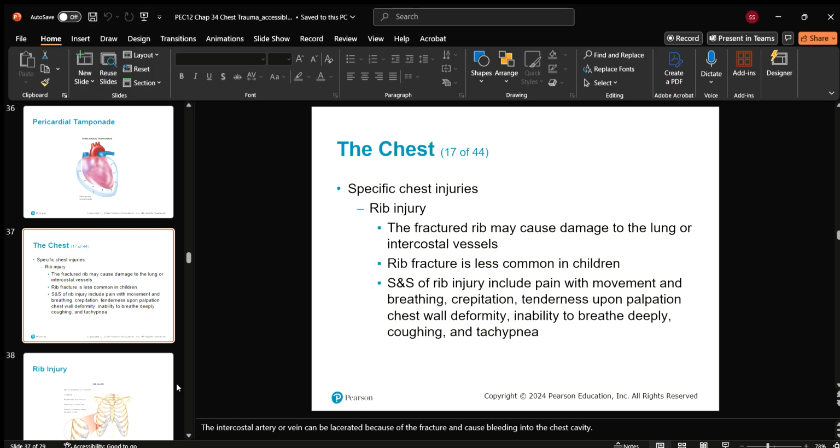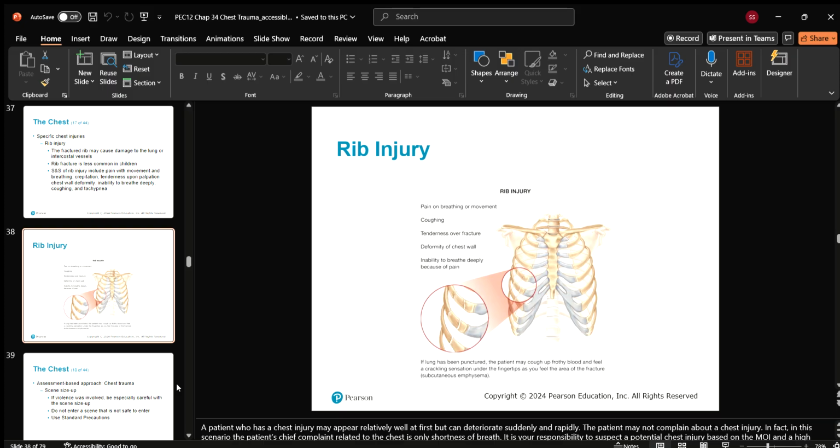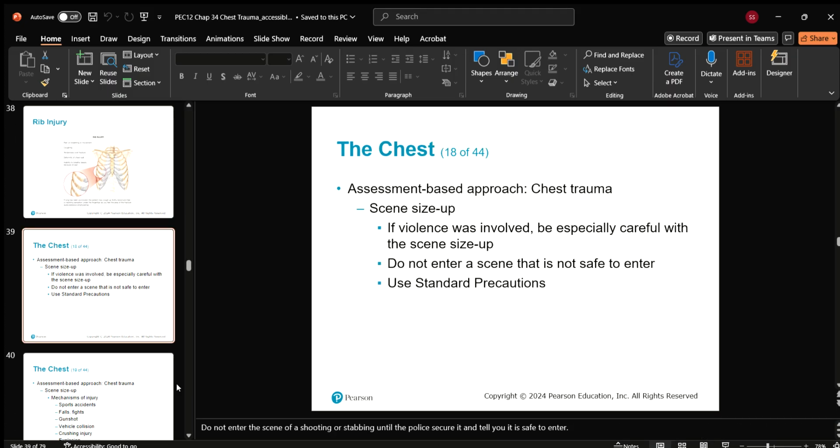So signs and symptoms: you have pain with movement. Every time they take a breath, it is painful for them. They may be guarding, or may not want you to touch that area. TTP, tenderness to palpation, or crepitus, being that bone-on-bone grinding. We may see deformities or obvious dyspnea, difficulty breathing. Coughing or tachypnea, rapid inhalation. This is probably, like it says here, inability to breathe deep. We're probably going to have rapid and shallow respirations for these guys.